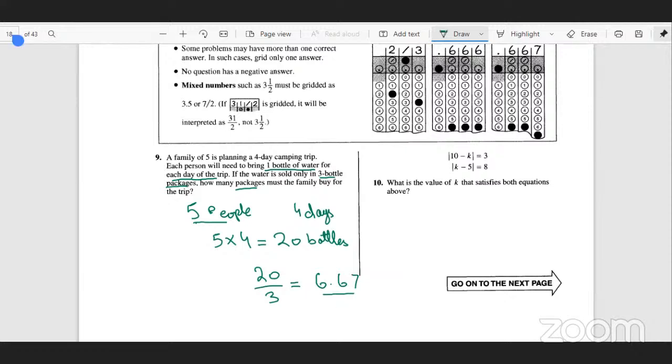Now this is what they are getting. So obviously in order to meet the demand of every family member, they would need at least 7 packages, right? Just so everyone gets a bottle. So this implies they would need 7. Okay. So the answer is 7.